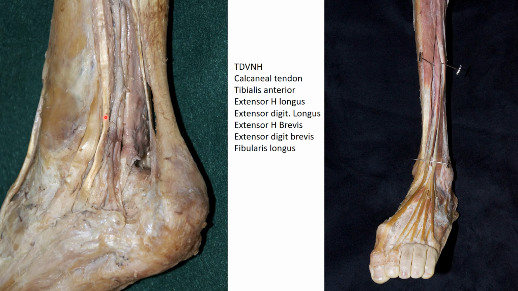The mnemonic for this is Tom, Dick, and a very nervous Harry. So Tom stands for tibialis posterior, Dick for flexor digitorum longus, A, artery, very, vein, nervous, nerve, Harry is flexor hallucis longus. So we start anteriorly. This tendon, and again, this mnemonic only works for the tendons. It does not work for the muscle bellies, only for the tendons.